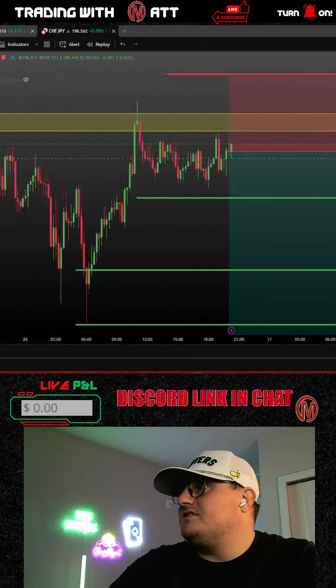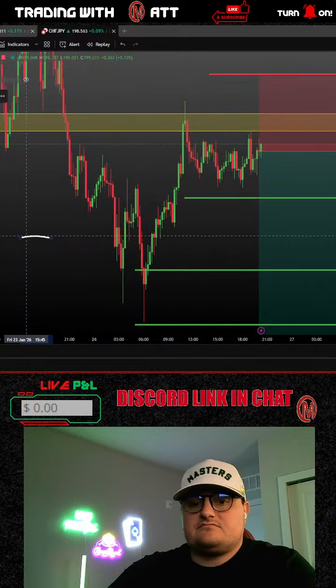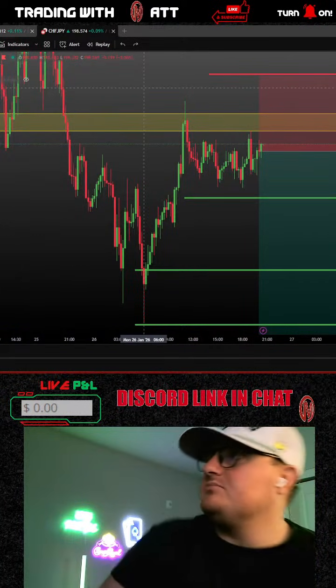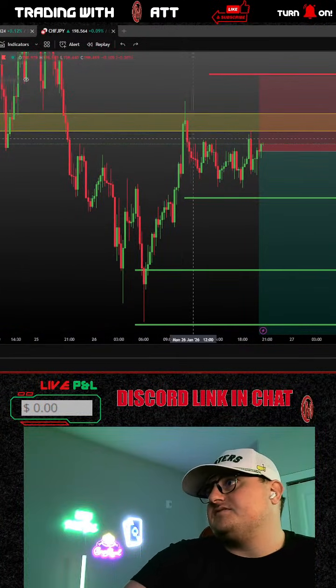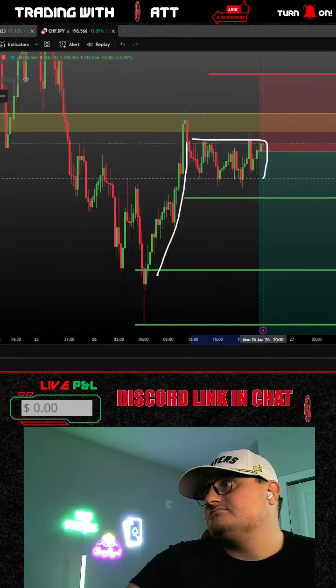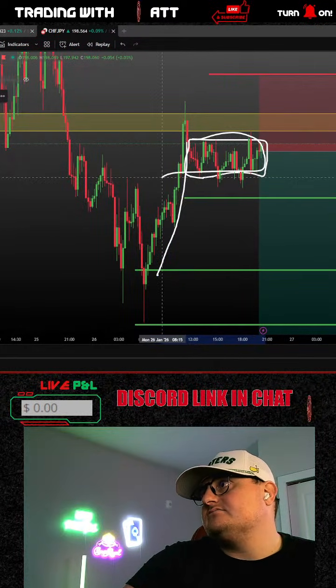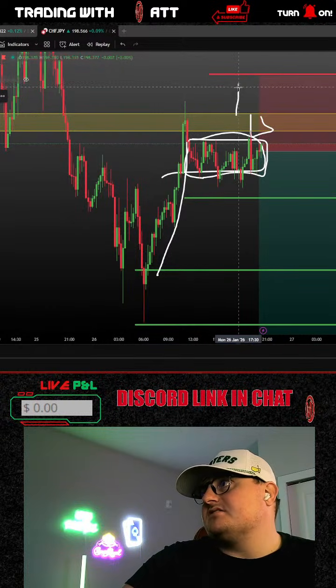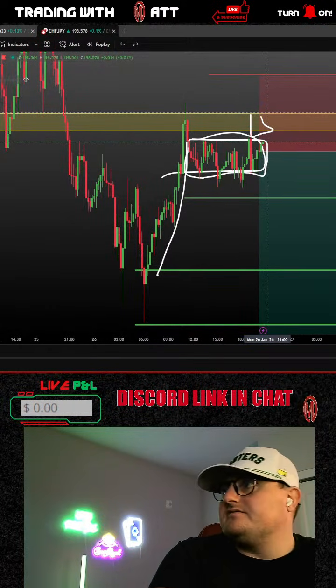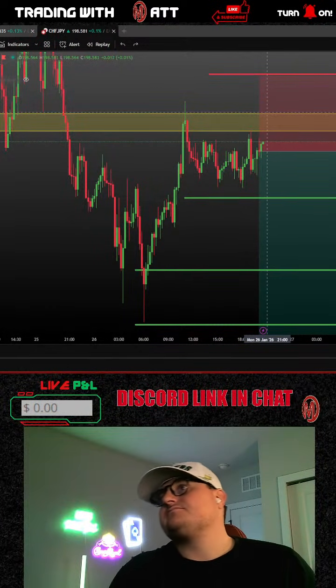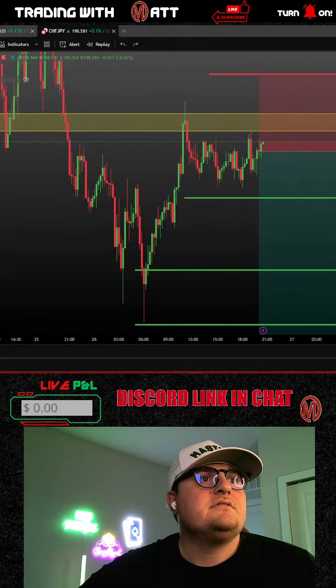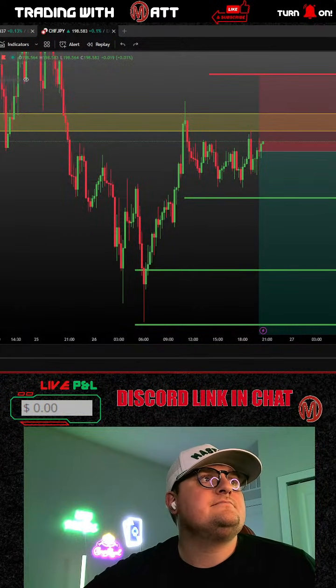About to get a new 15-minute candle. And then on the 15, you got a bullish pennant. Bullish flag. It's a bullish flag right there. If it breaks above this, it's going to go. So very conflicting. They're kind of conflicting right now.